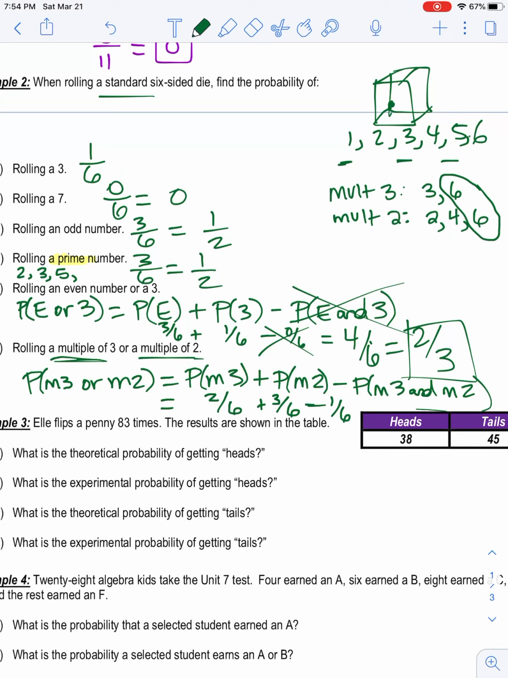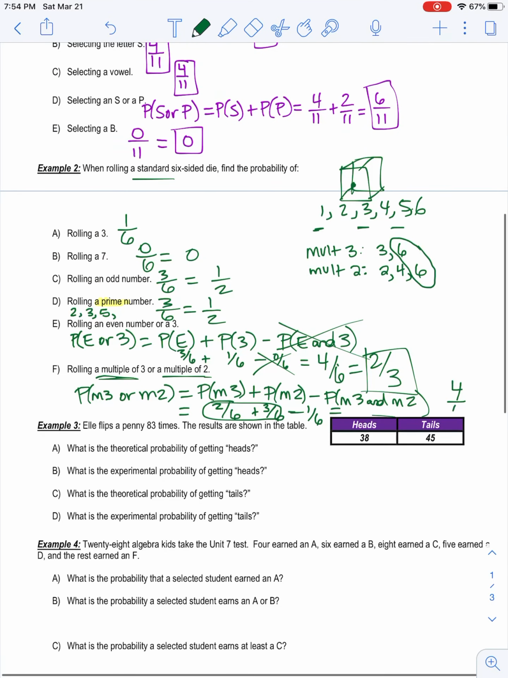So when I add 2 out of 6 plus 3 out of 6, this gives me 5 out of 6. But then I minus 1 out of 6. So that is equal to, I'm going to write it over here, 4 out of 6. And that can reduce to 2/3.